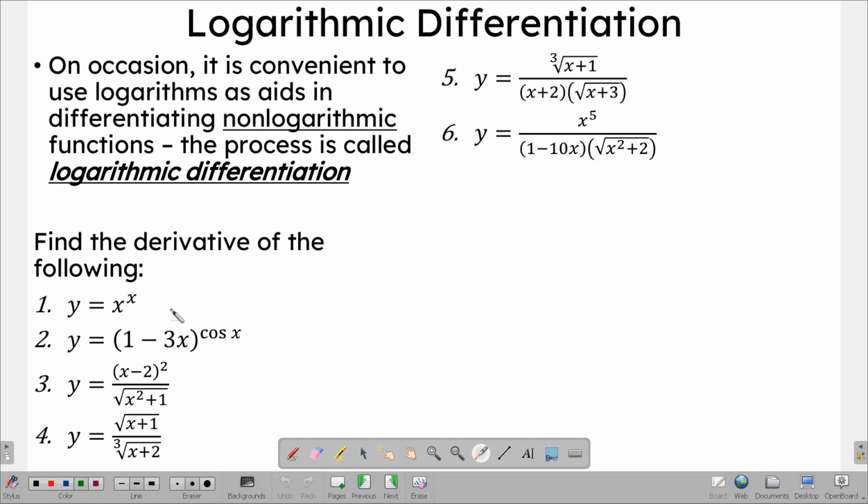So we first are going to use the logarithmic rules, the ones that were discussed before, for us to have a better way of finding the derivative of these functions. So let's do number 1.